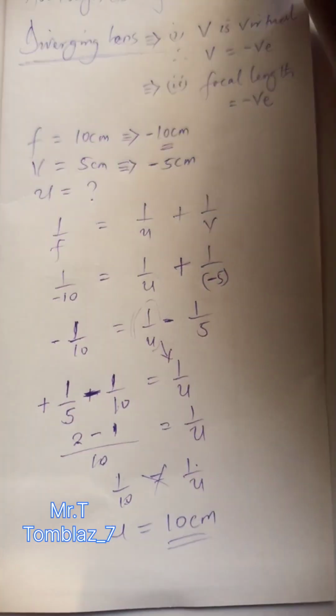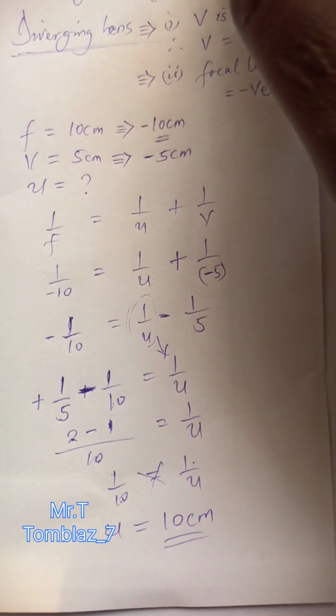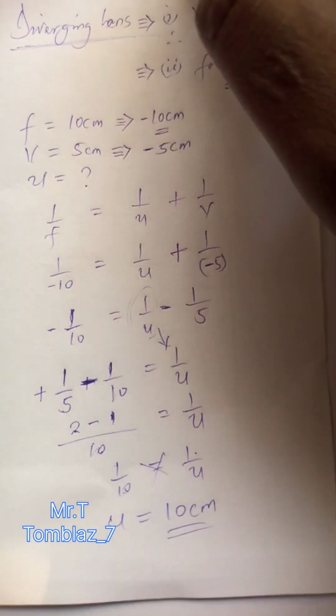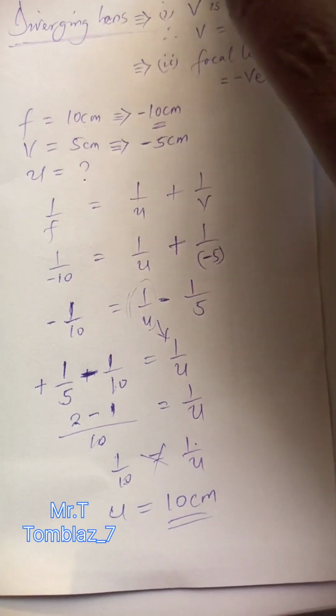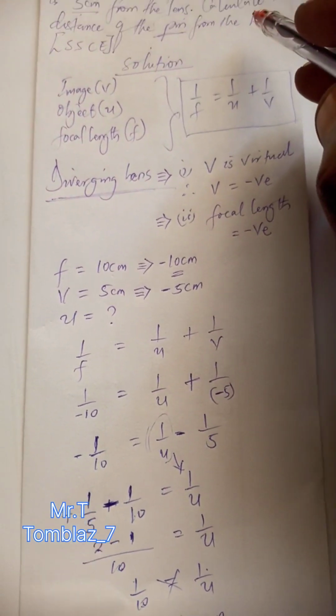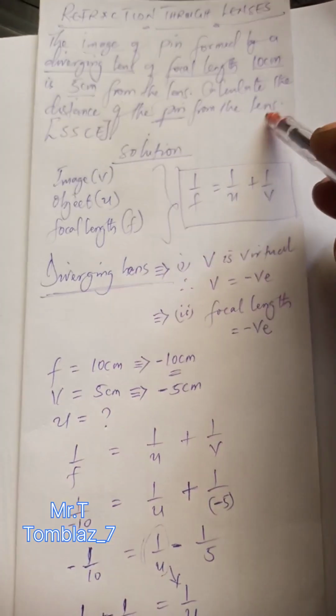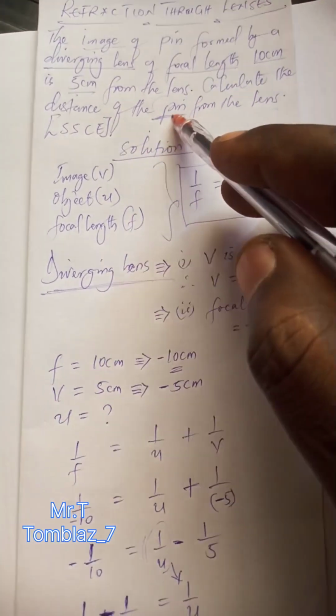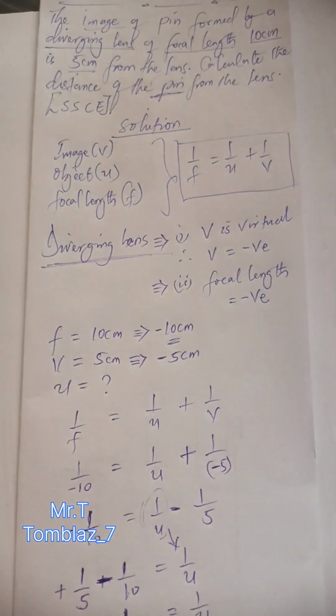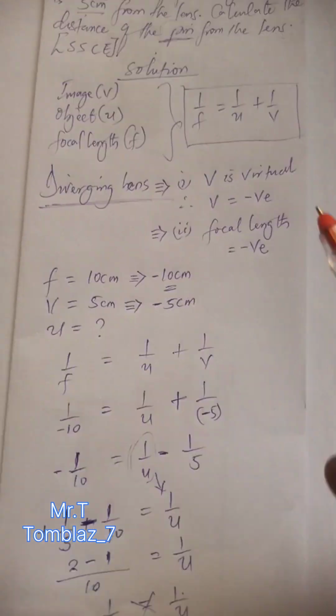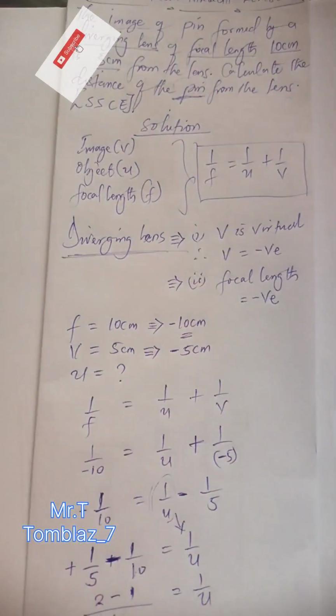So the distance is 10 centimeters. According to them, we should calculate the distance of the pin from the lens. So the pin is 10 centimeters from the lens. So calculate the distance of the pin from the lens: the pin is 10 centimeters from the lens.